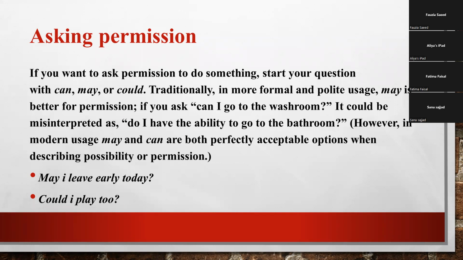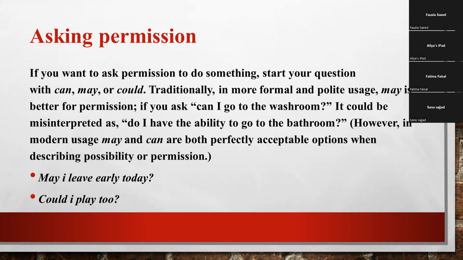ये हम लोग यूज करते थे. ये पहले तब बहुत ज्यादा पोलाइट वे में मे का वर्ड यूज होता था. अब कैन का होता है. ठीक है, हम कहते थे टीचर मे आई गो टू वॉशरूम, may I go to drink water, may I go to my brother's class or my sister's class. It could be misinterpreted as do I have the ability to go to the washroom. ठीक है, अब जो मॉडर्न इंग्लिश नहीं, आप कह रहे हैं कि वक्त के साथ ये चेंज आया कि can I go to washroom means that you have the ability to go to washroom or not. So do I have the ability to go to the washroom?